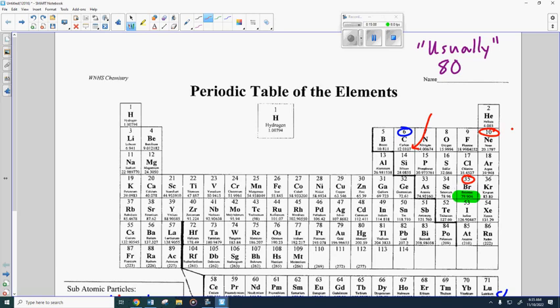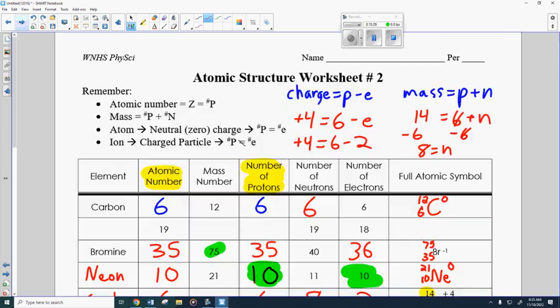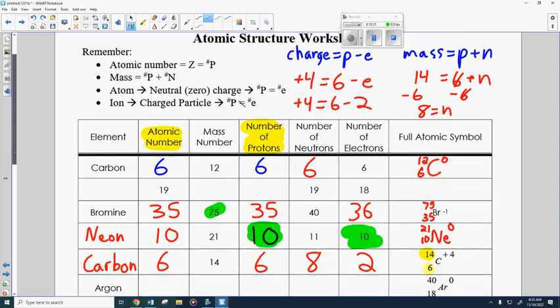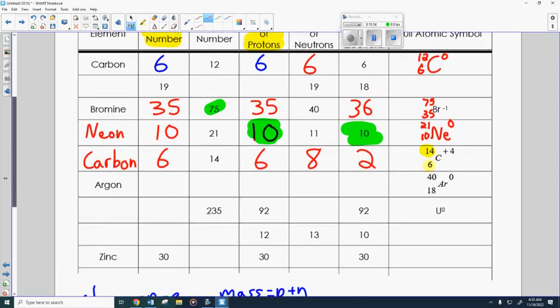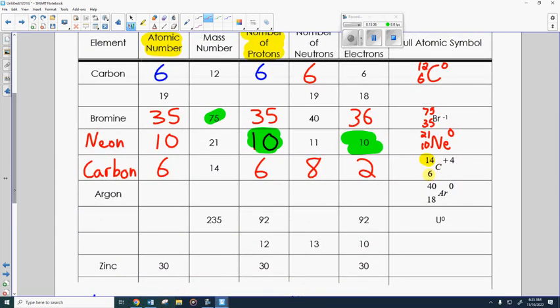So finding zinc here, atomic number 30, its mass is listed at 65.39, which we're just going to round to the closest whole number, 65, because we don't have any other option. We have to include the mass in the full atomic symbol. So 65 is the best guess for zinc. Sometimes they can have a mass of 66 or 67, but 65 is the most common, so I'm going to go with that. My mass number I'm going to list as 65.